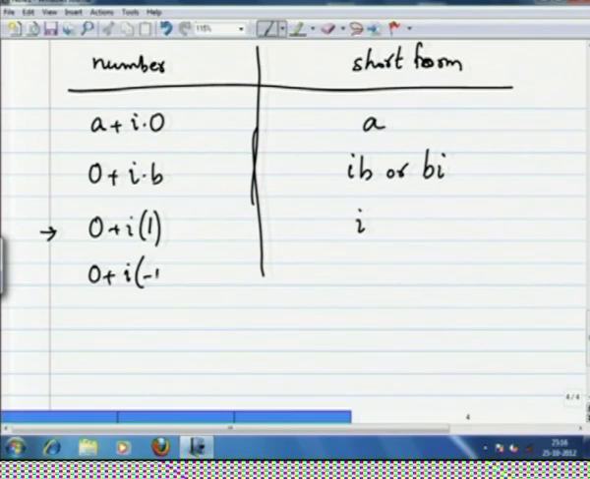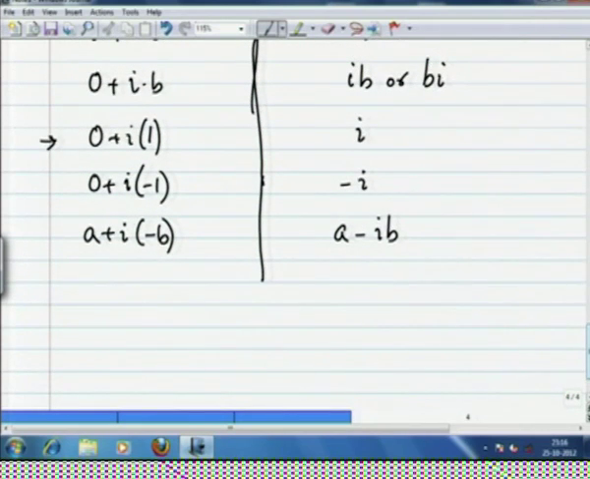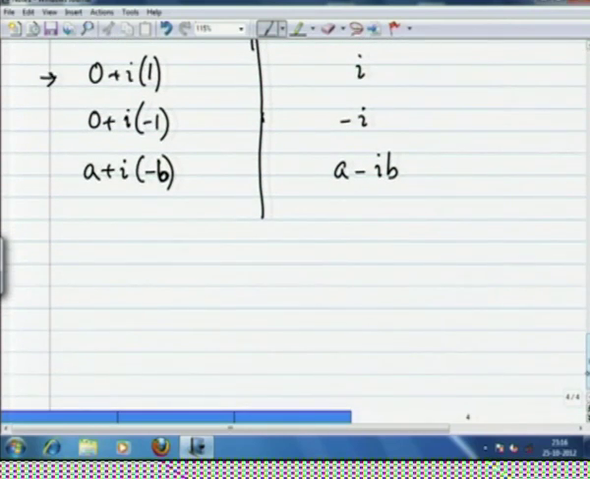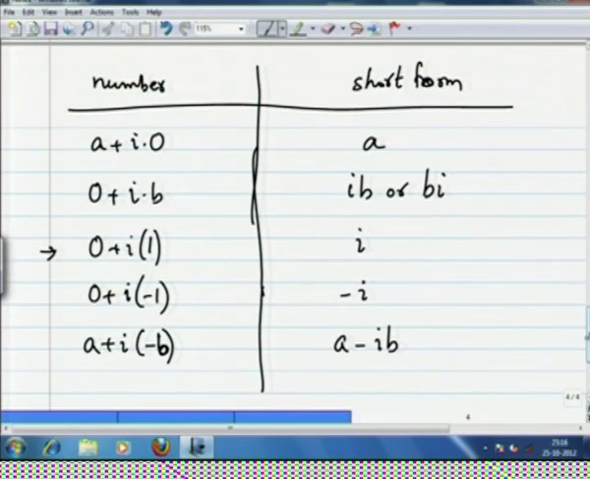0 plus I times minus 1 is written as minus I, and a number of the form a plus I times minus b is often written as a minus I b. By that I mean a plus I times minus b, where for the time being we assume b is a positive real number. Then I write it this way. These short forms should be noted, and we will use them from time to time. One should know what the short form represents.